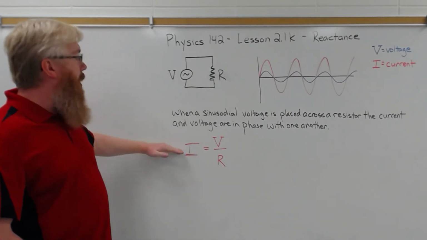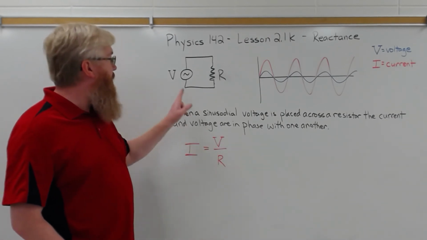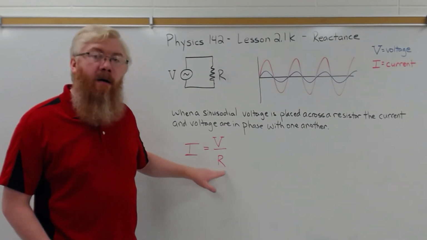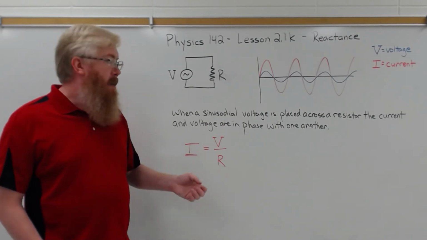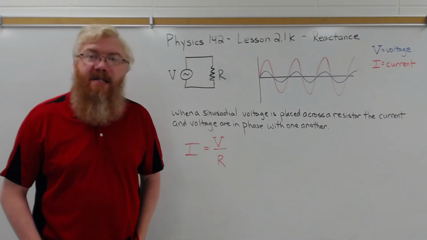Now, the current in that circuit is just given by Ohm's law, right? The current is equal to whatever the voltage is divided by the resistance value R. R is in ohms. So this is a simple equation, very similar to what it is for a DC circuit.